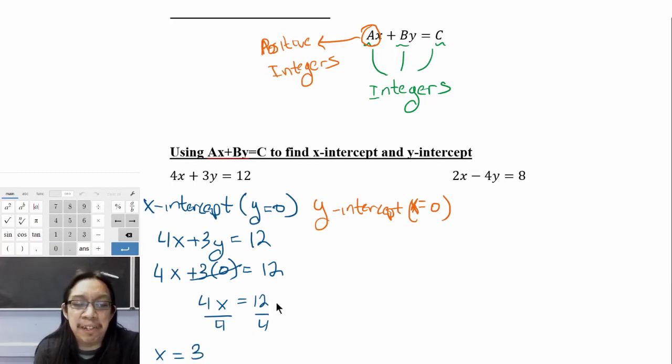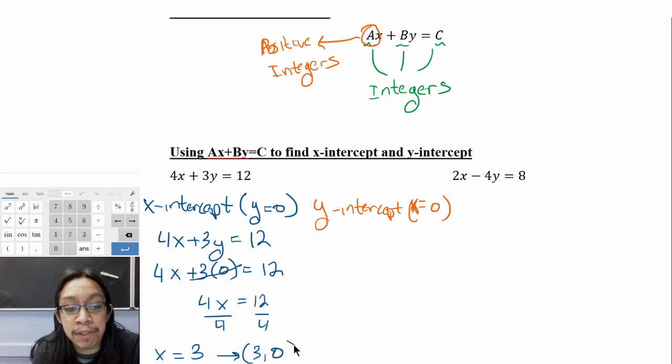Now, why exactly did we do all of this work just to get an answer of x equals 3? What exactly does that mean to us? Well, this x equals 3 is basically the x-intercept of this linear equation, which means that what we can do is say that this is the point (3, 0).